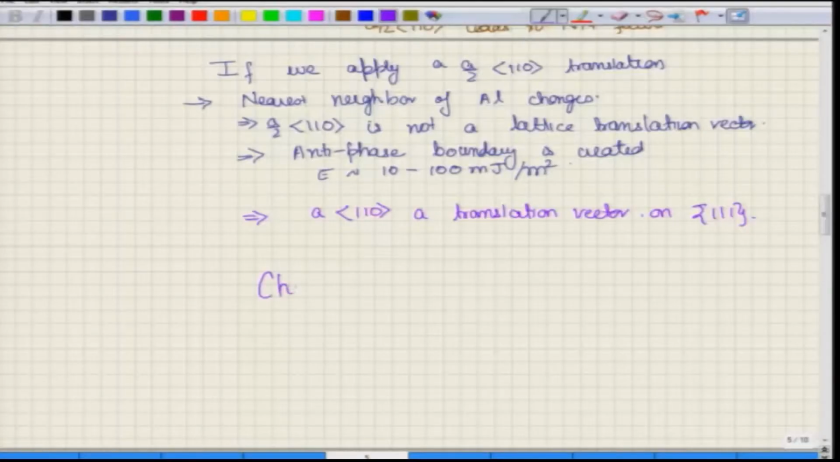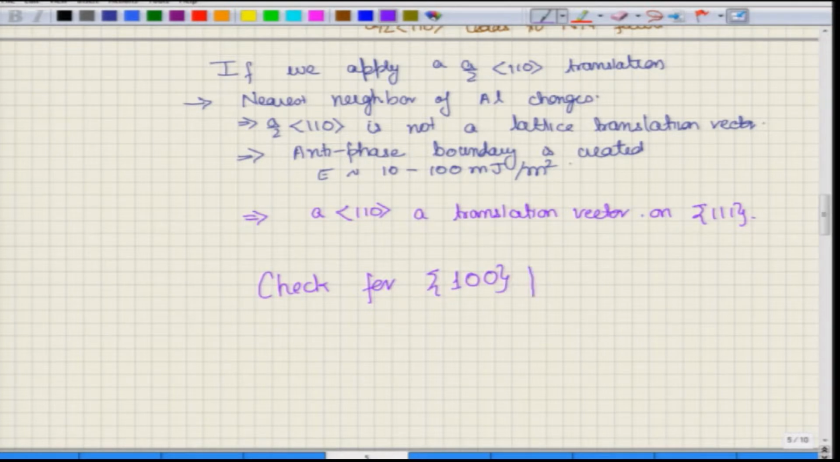Now because of that, if we take a system where the 111 plane is the glide plane and a/2<110> is the lattice vector, then we saw that it leads to what is called a chemical stacking fault. So the species of opposite kind are together, which is not desired, and it creates what is called an anti-phase boundary. So we have checked that for 111, but now we need to also check it for the other plane that is possible in an L12 structure, which is the 100 plane.